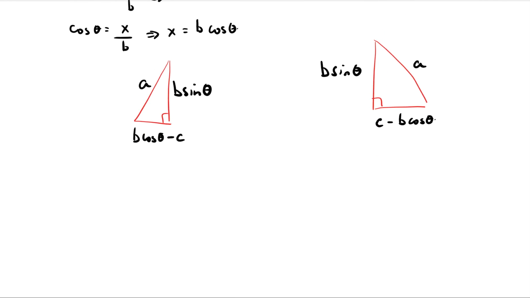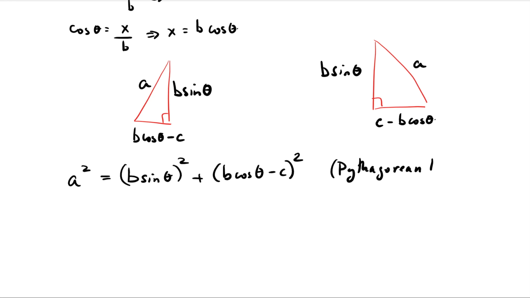But either way, I've got a right triangle, so I can apply the Pythagorean theorem. So a squared is going to be b sine theta squared plus b cos theta minus c squared. That's in this case here. But in the other case, I would have c minus b cos theta instead. When you square this, if you do 2 minus 3 squared, or 3 minus 2 squared, you end up with the same thing, because they have the same absolute value. So in either case, I'm going to get the same Pythagorean identity.